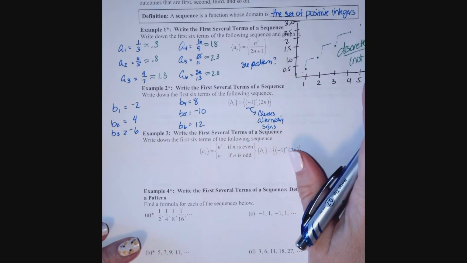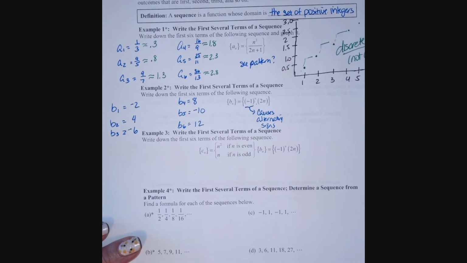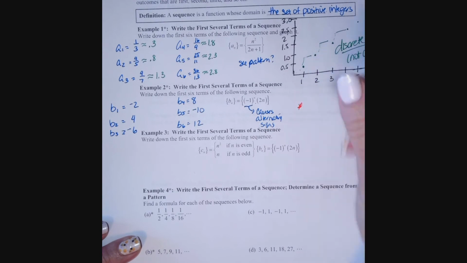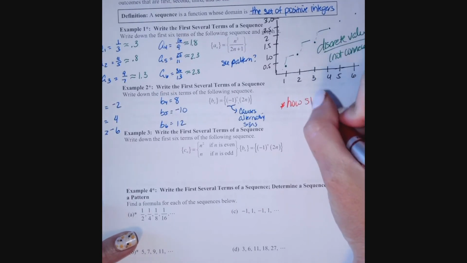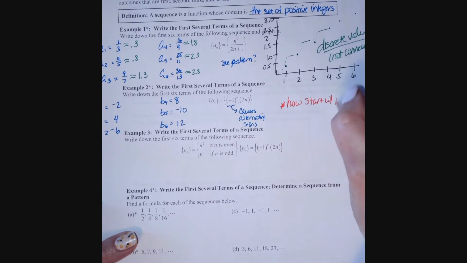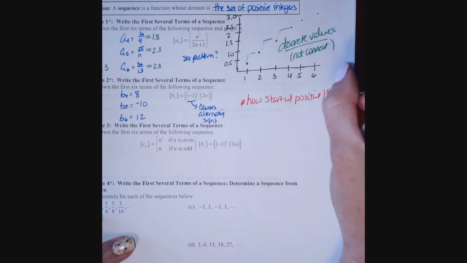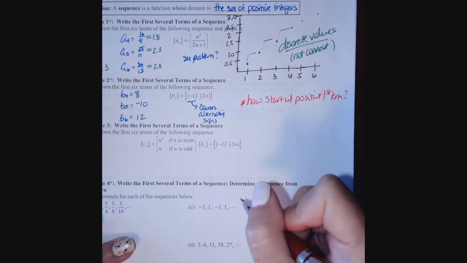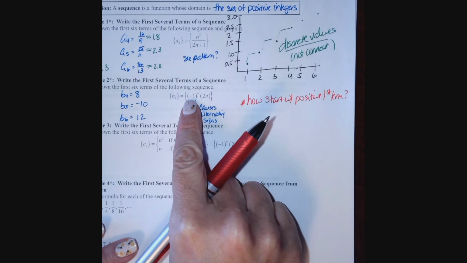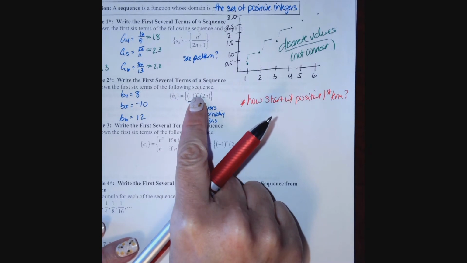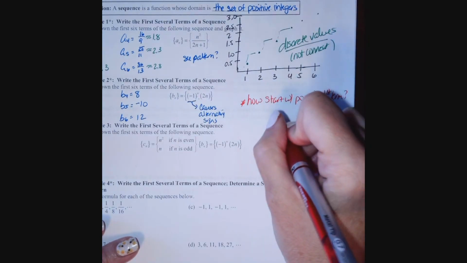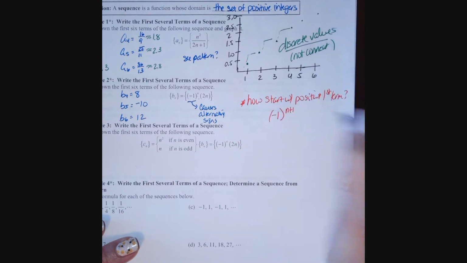Okay, I have an alternate question for you. Let me move away from that and give you an alternate question. What if I wanted my first term to be positive? How would I start with a positive first term and alternate? Well, to start with negative, I did negative 1 to the n. To start with a positive first term, I could say negative 1 to the n plus 1.